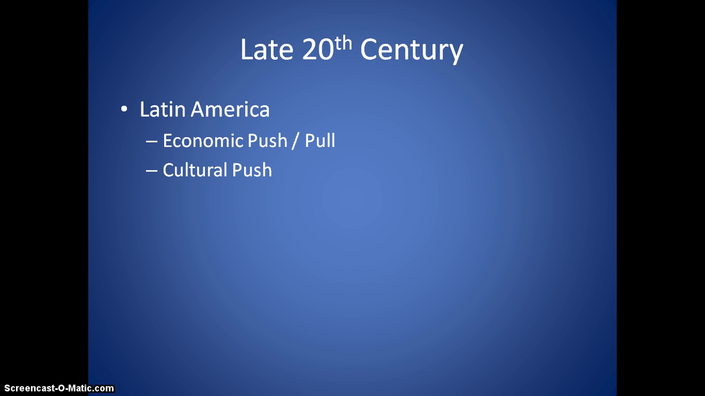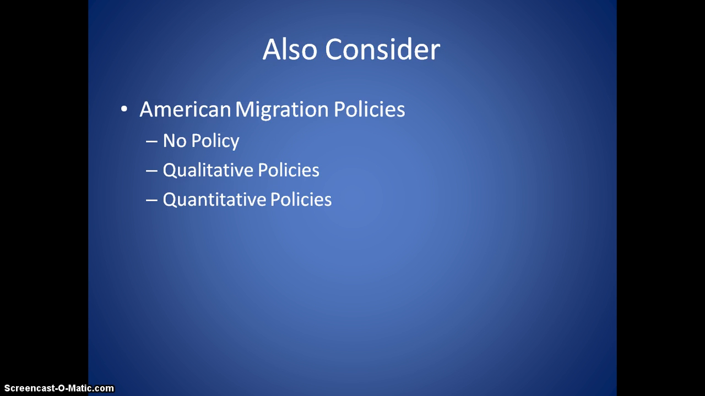And of course, that would be part of the illegal migration, but you still have people trying, because of oppressive governments, because of issues with the drug cartels and violence, creating a push factor for people to come to the United States. Some things to also consider there that are wrapped up in this would also be things like American migration policies.